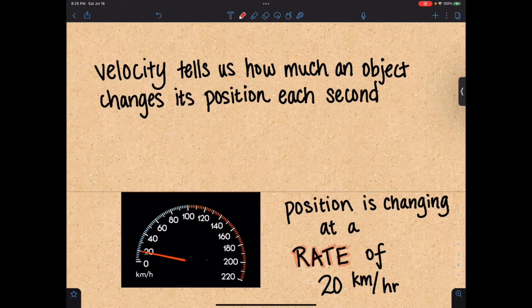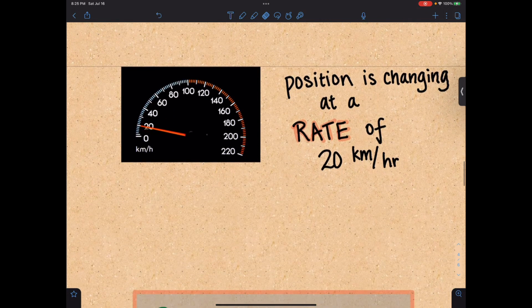Okay, this statement just summarizes what I just said, that the velocity, you don't need to memorize that, so I'm not going to circle it in a thought cloud, but velocity tells us how much an object changes its position each second. So position can be thought of as a rate. Here's another way of thinking about it.